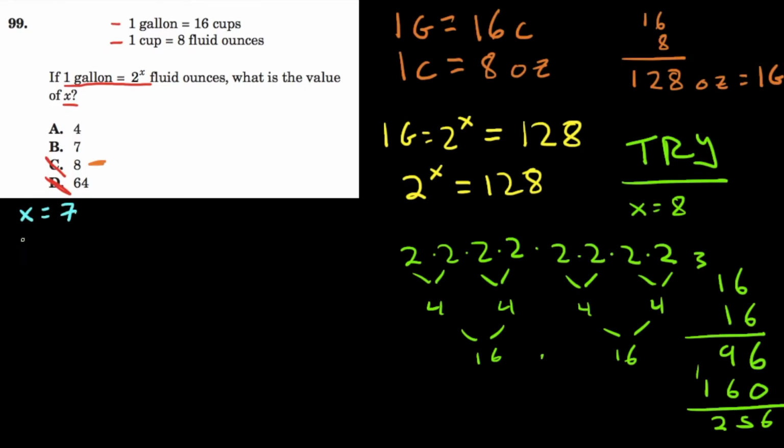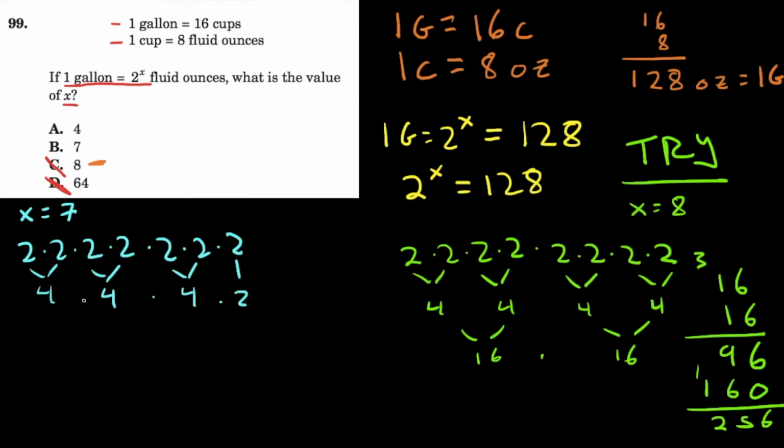X equals 7, which means 2 times 2 times 2 times 2 times 2 times 2 times 2. 7 2s. 4, 4, 4, 2, 16 times 8, and let's see if that gets us 128. Oh, look at this. We already did 16 times 8, so if you show your work neatly, you're going to be able to find things like this and save yourself a nice amount of time and effort. We already did it. It worked. 7's the answer.